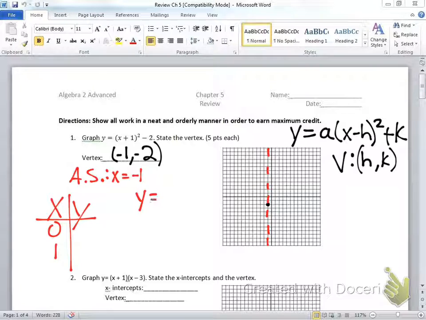So y equals 0 plus 1 squared minus 2. So that's 0 plus 1 is 1, 1 squared is 1, 1 minus 2 is -1. So now I can go graph that. So (0, -1). And then it's symmetric. So if I'm 1 to the right of my axis of symmetry and I am at -1, I can go 1 to the left and go down to -1.